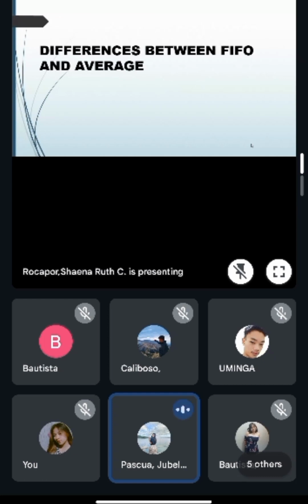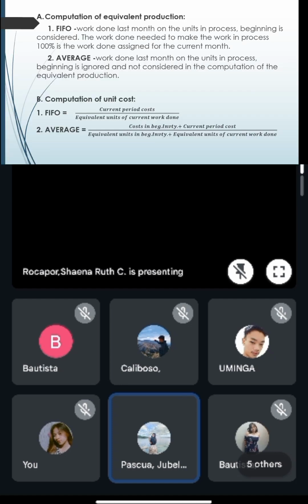And we have the differences between FIFO and average. Letter A is computation of production. First is FIFO. Work done last month on the units in process, beginning is considered. The work done needed to make the work in process 100% is the work done assigned for the current month.